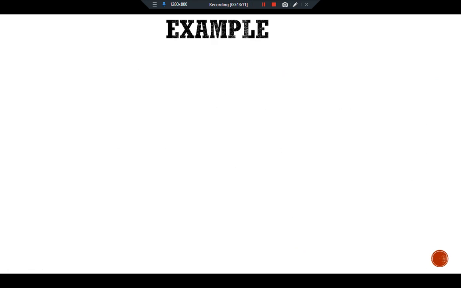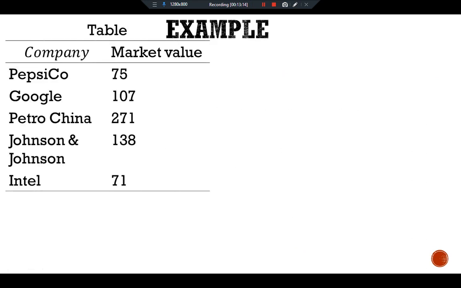Here we have the data related to the market values of 5 international companies during 2008, and we have to calculate the variance and standard deviation for these data. We have the formula for the sample variance, that is s square is equal to summation x square minus (summation x) whole square divided by n, all over n minus 1.